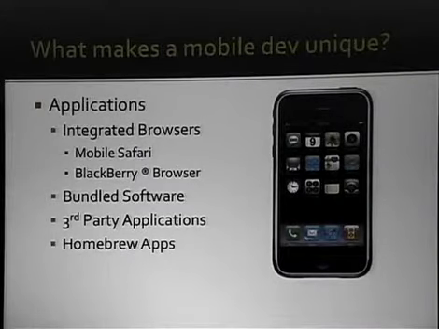So looking at mobile devices, we have to look at all the things that make them unique. Not just the radio communication vectors, but all the integrated browsers and applications and bundled software and third-party apps and homebrew apps. And homebrew apps are really awesome because there was just a recent vulnerability in jailbroken iPhones where people left SSH on.